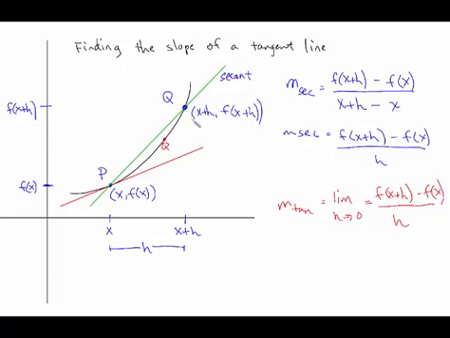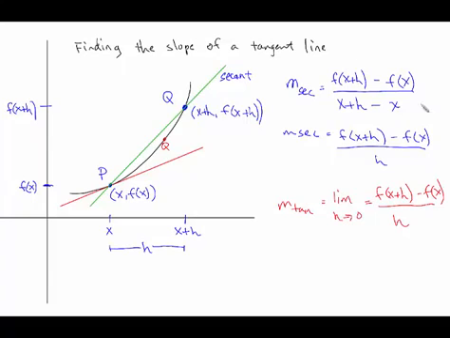Because when we take the limit, we're saying, hey, we're going to take Q and make it really, really close to P, so close that it's almost the same thing, but it's not equal, but it's so close that it's basically the tangent line, all right? So that's the whole idea right there.